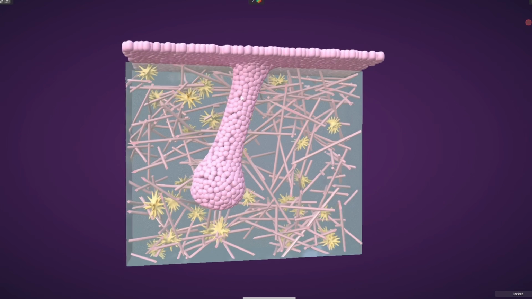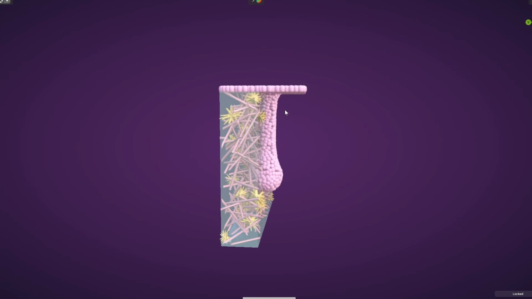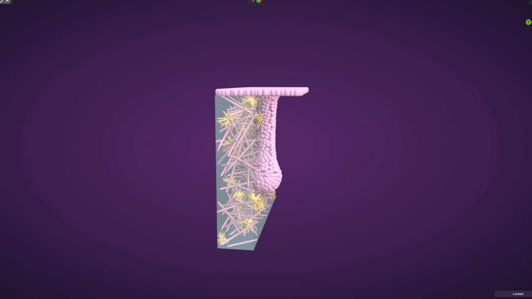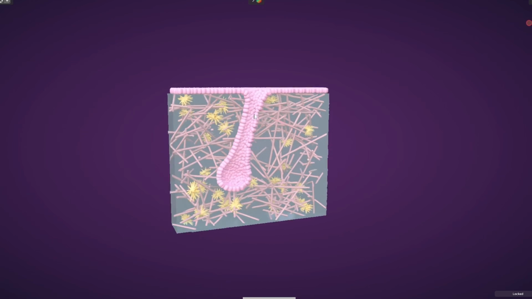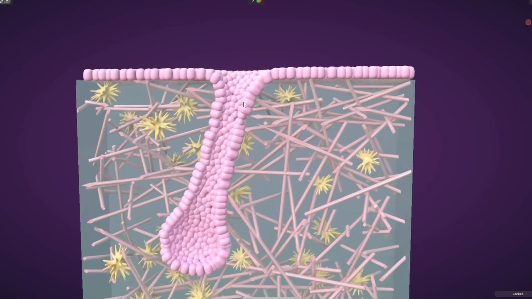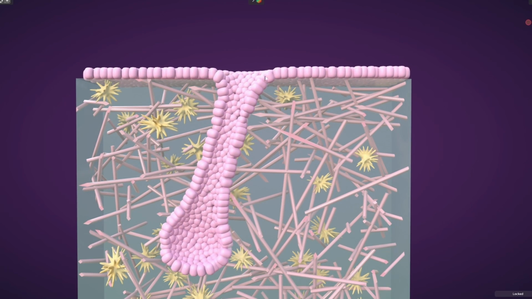Now to understand the structure, I will take a section of it. I will cut it from here, like this, and then we will see what is going on inside. So here I have taken the section. Now you can observe this downward extension of stratum basale into the developing dermis.